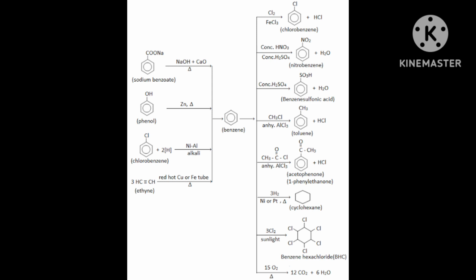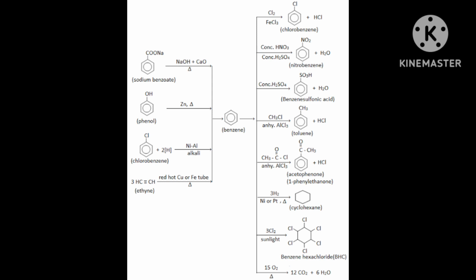That is called heating with soda lime, the NaOH plus CaO. Lime means CaO. Then it will give you benzene plus sodium carbonate. Now, one more method I am telling you, that is the reduction of phenol.